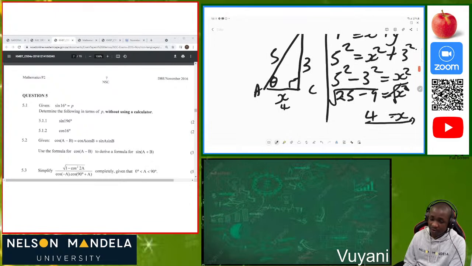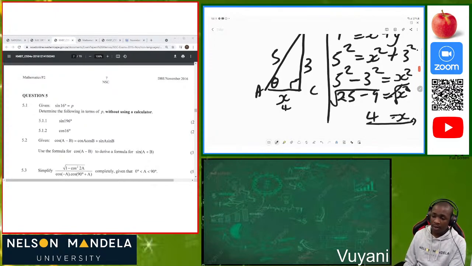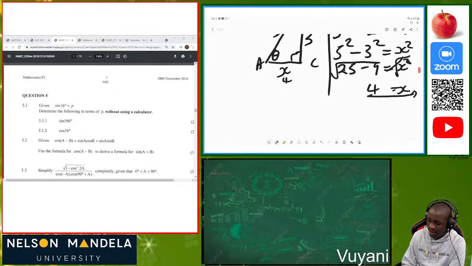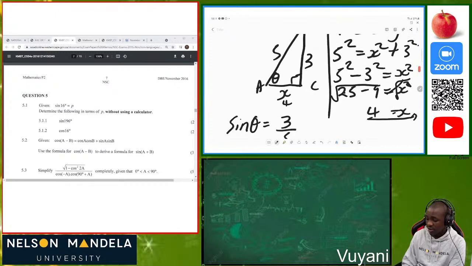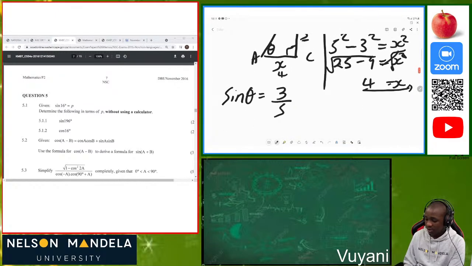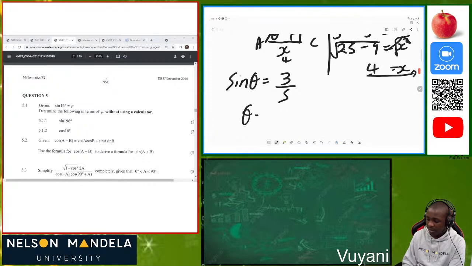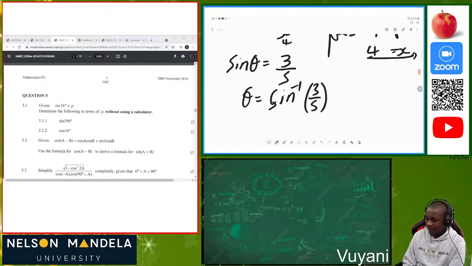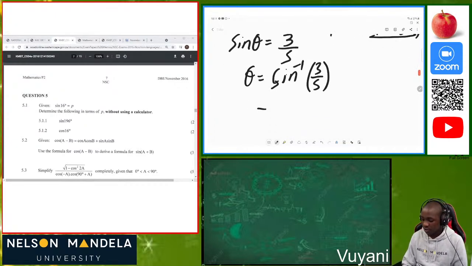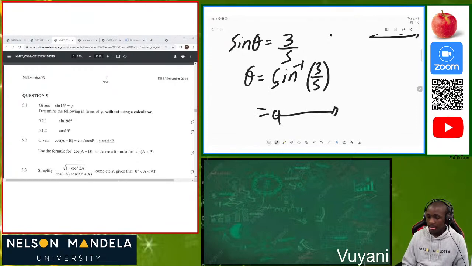Then you can calculate the value of theta by using the trig ratios. So maybe you can say sine of theta is equal to 3 over 5, because the trig ratio sine is opposite over hypotenuse, and we want theta. So theta is going to be arc sine of 3 over 5. Then after that, you use your calculator, then you get your angle theta. So this was basically grade 10.